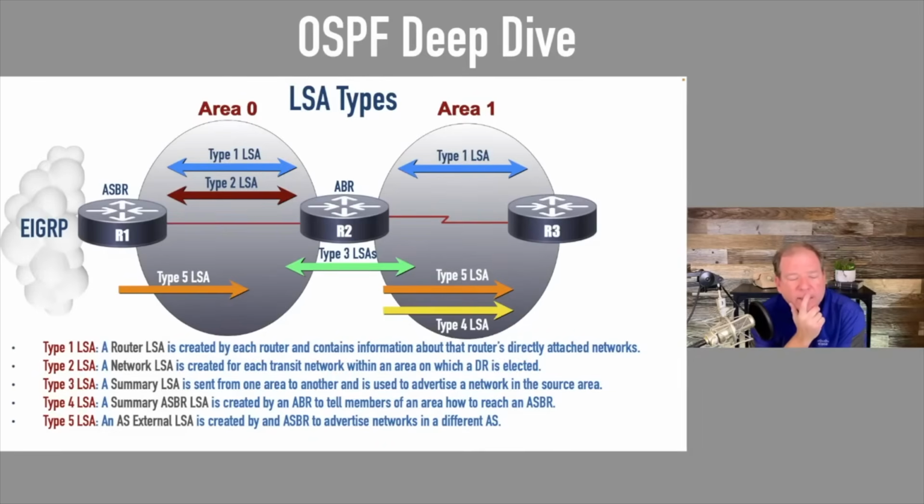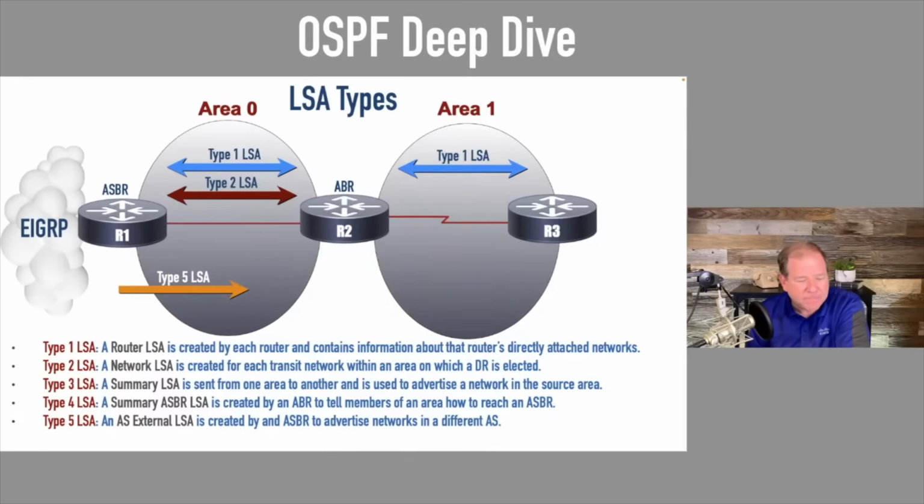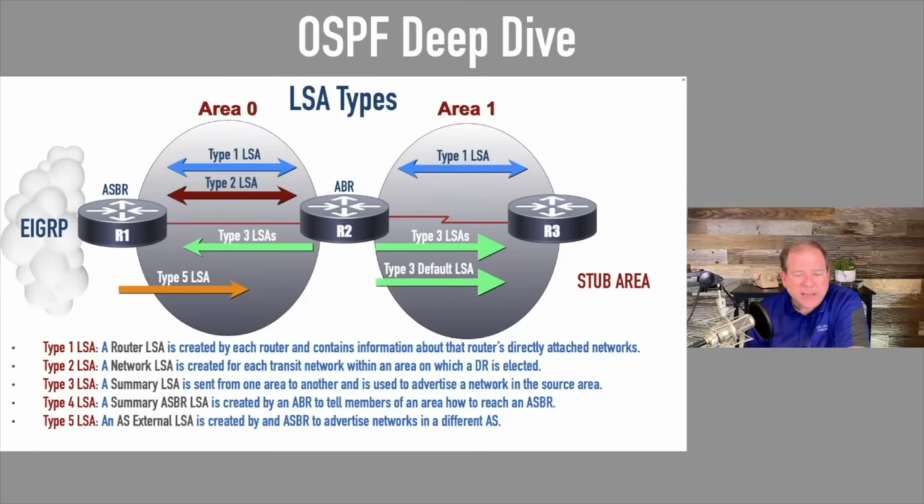Now, let's try to make this a bit more efficient. I was hinting at this earlier. Now we can do it. Let's think about the fact that area 1 is receiving all these type 5 LSAs coming in from EIGRP. And the only way for us to get back to those networks advertised by type 5 LSAs, we've got to go through R2 to do it. Or we're going to have to go to R1. R2 is our path to get there. It's like a default gateway to get back to all those networks.